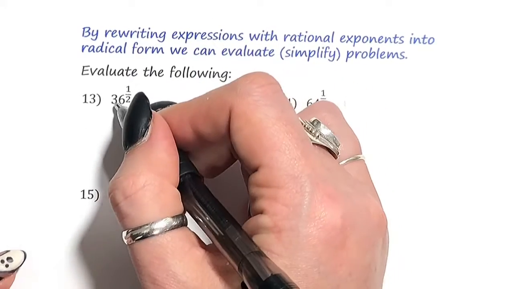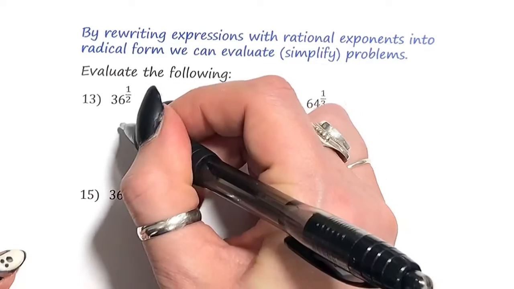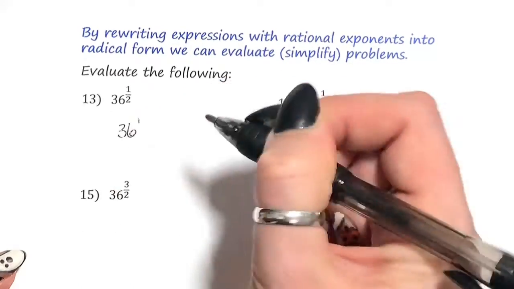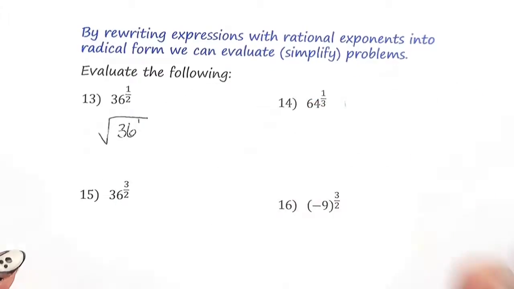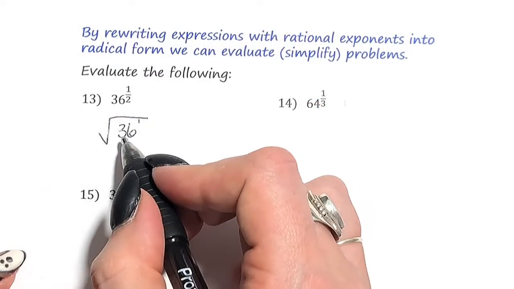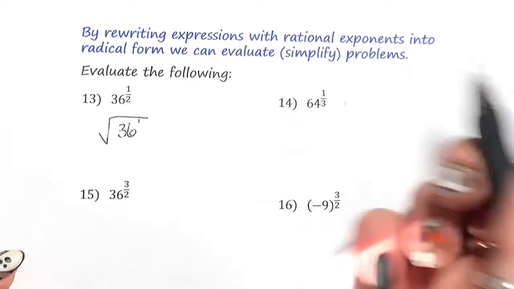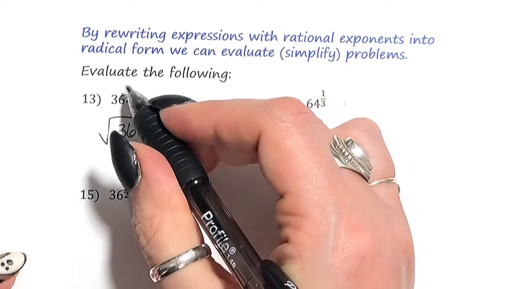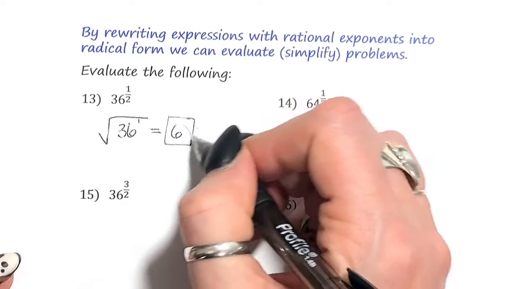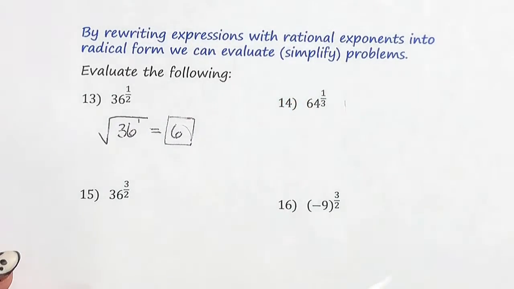So if I look at this 36 to the 1/2, my power is a 1. So that would be like 36 to the power of 1. And then I have a root 2, or just a square root. So really this is saying, what's the square root of 36? Well, we know what the square root of 36 is. It's 6. So putting it from exponent form into square root form can help make more sense sometimes.